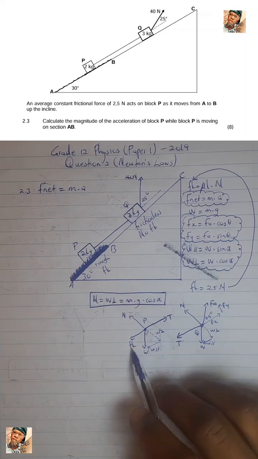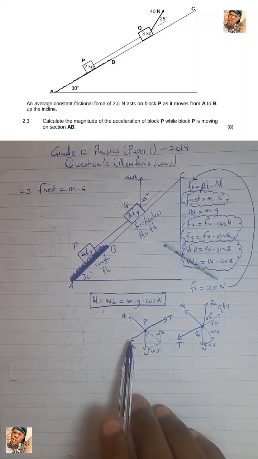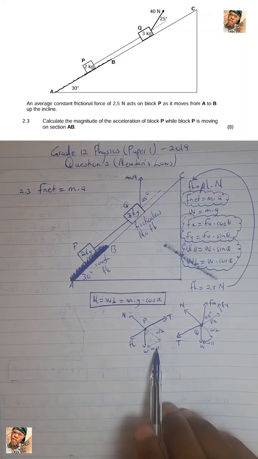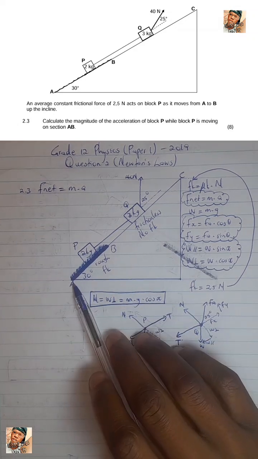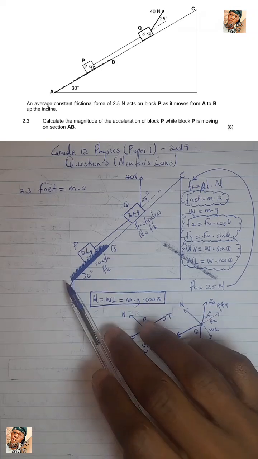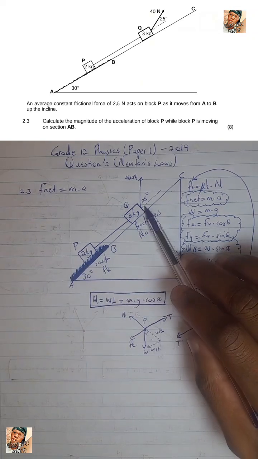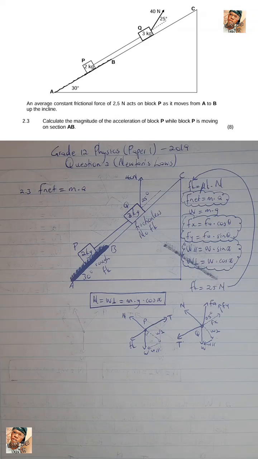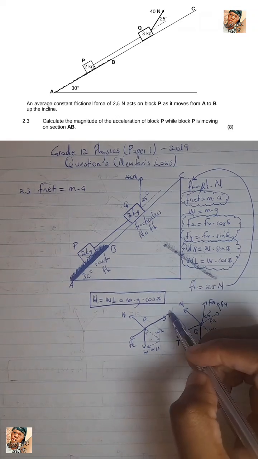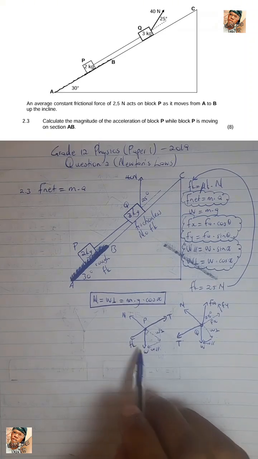With P, there are three forces that are acting parallel to the incline, and they are the frictional force, the W parallel, and the T, which is the tension. Because they said the block P is going from A to B, they didn't say from B to A, that means it is going up. So the forces that are pulling it up are greater than the ones that are pulling it down. That means the tension force is greater than the sum of the frictional force and the weight parallel.